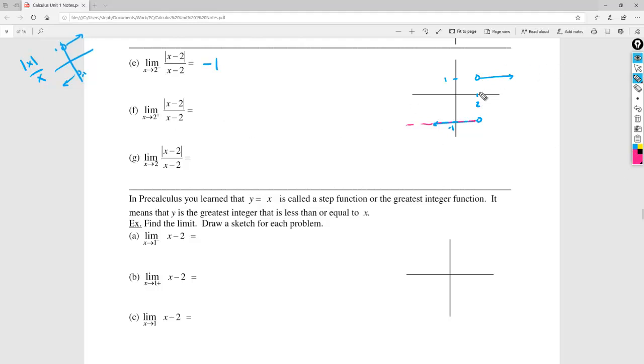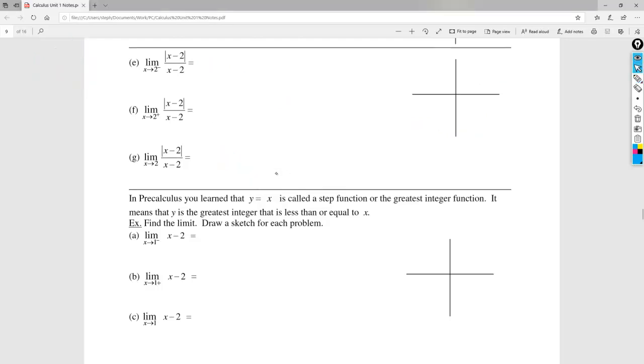Okay, now I approach my function from the right. So if I approach 2 from the right, I'm going to start up here, and it looks like I approach positive 1. Again, we are not asking what the function actually equals at 2. The function does not exist at 2. I'm asking what do we approach. Do these match? These do not match. So my limit does not exist. Easy peasy.